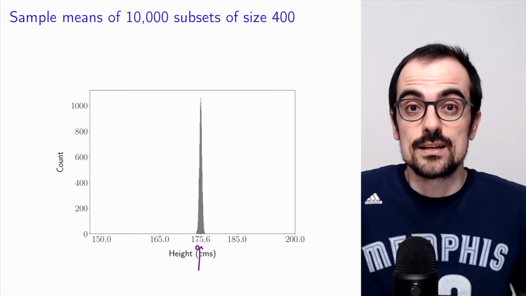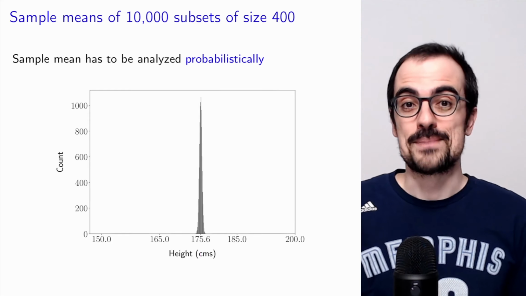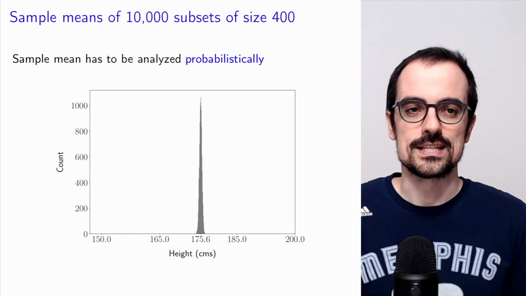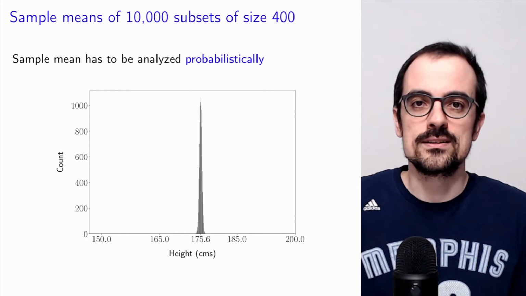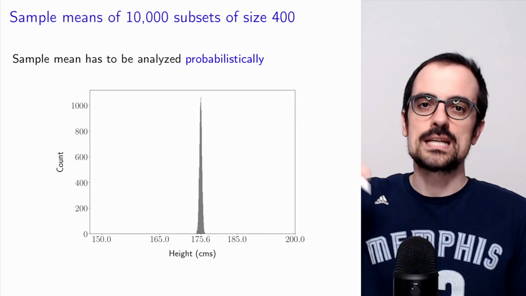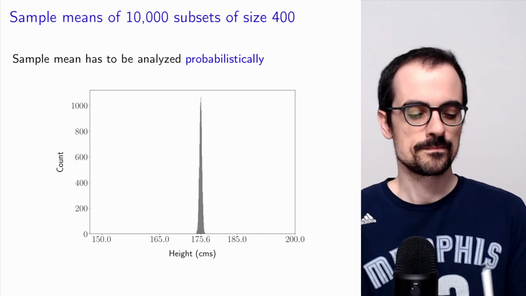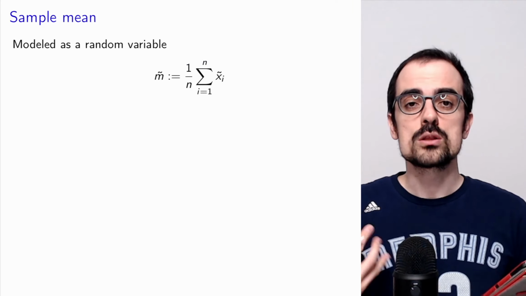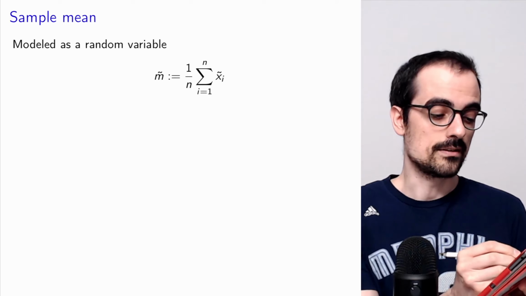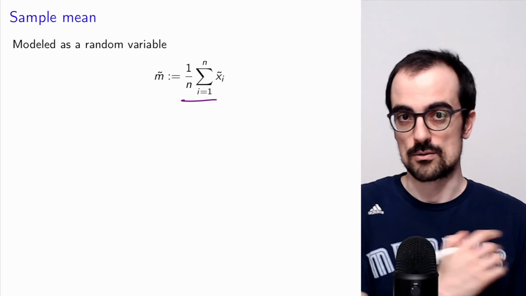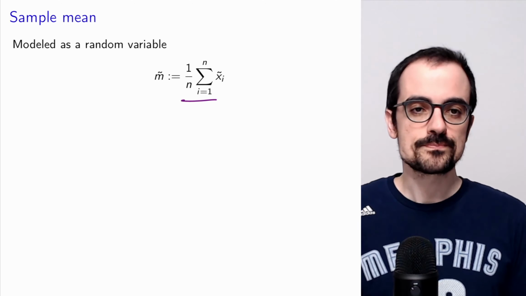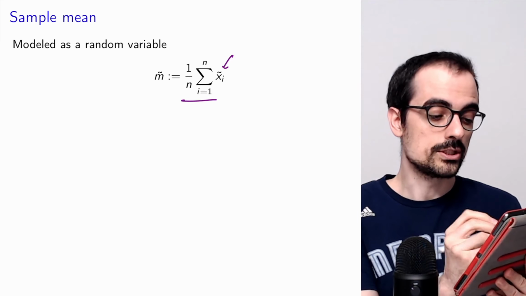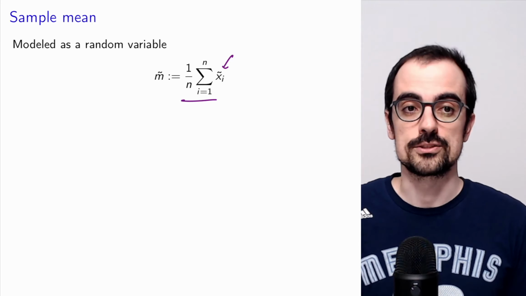But we have to reason probabilistically about this estimator, which is the sample mean. It's just the average of the subset that we pick. We cannot reason deterministically about it because every time that we perform the measurement, it changes. So because of that, we have to model our estimator, which is, again, the average of the 400 samples in our example, or however many samples we take, as a random variable, which is the sum of the random variables corresponding to each of the measurements, divided by the number of measurements.